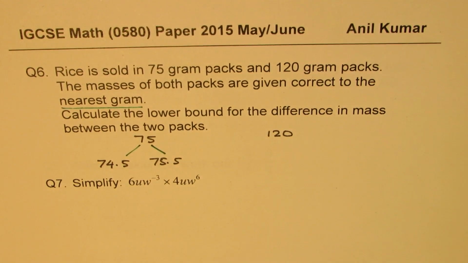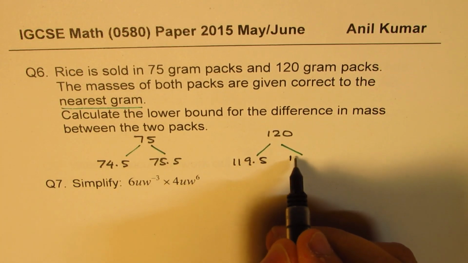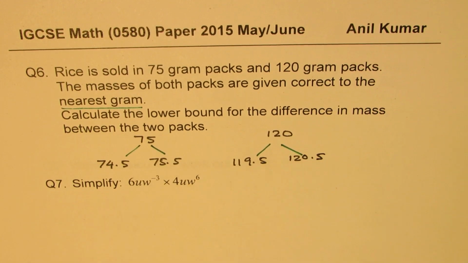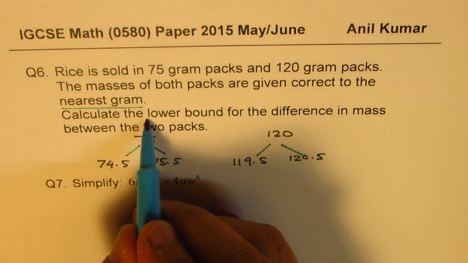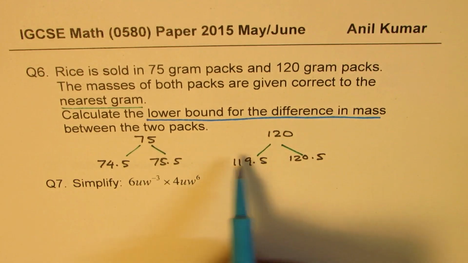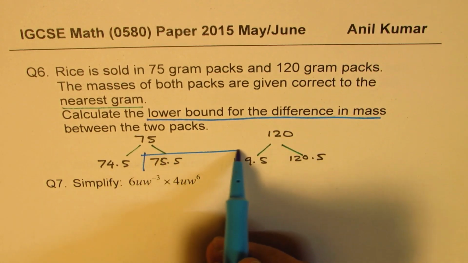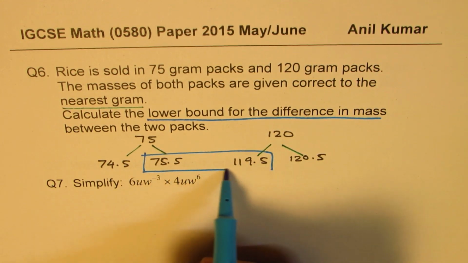In this case, it is going to be 119.5 and 120.5. Now, when we are looking for the lower bound for differences, so A minus B types, the minimum we are going to get is if we involve these two numbers, correct?